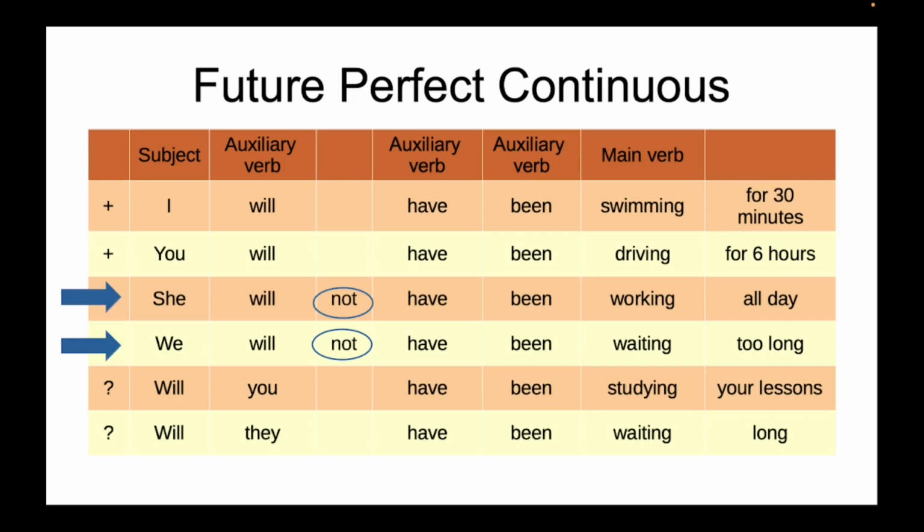For questions, we exchange the subject and the first helping verb. For example, you'll have been studying your lessons becomes will you have been studying your lessons? They'll have been waiting long becomes will they have been waiting long?